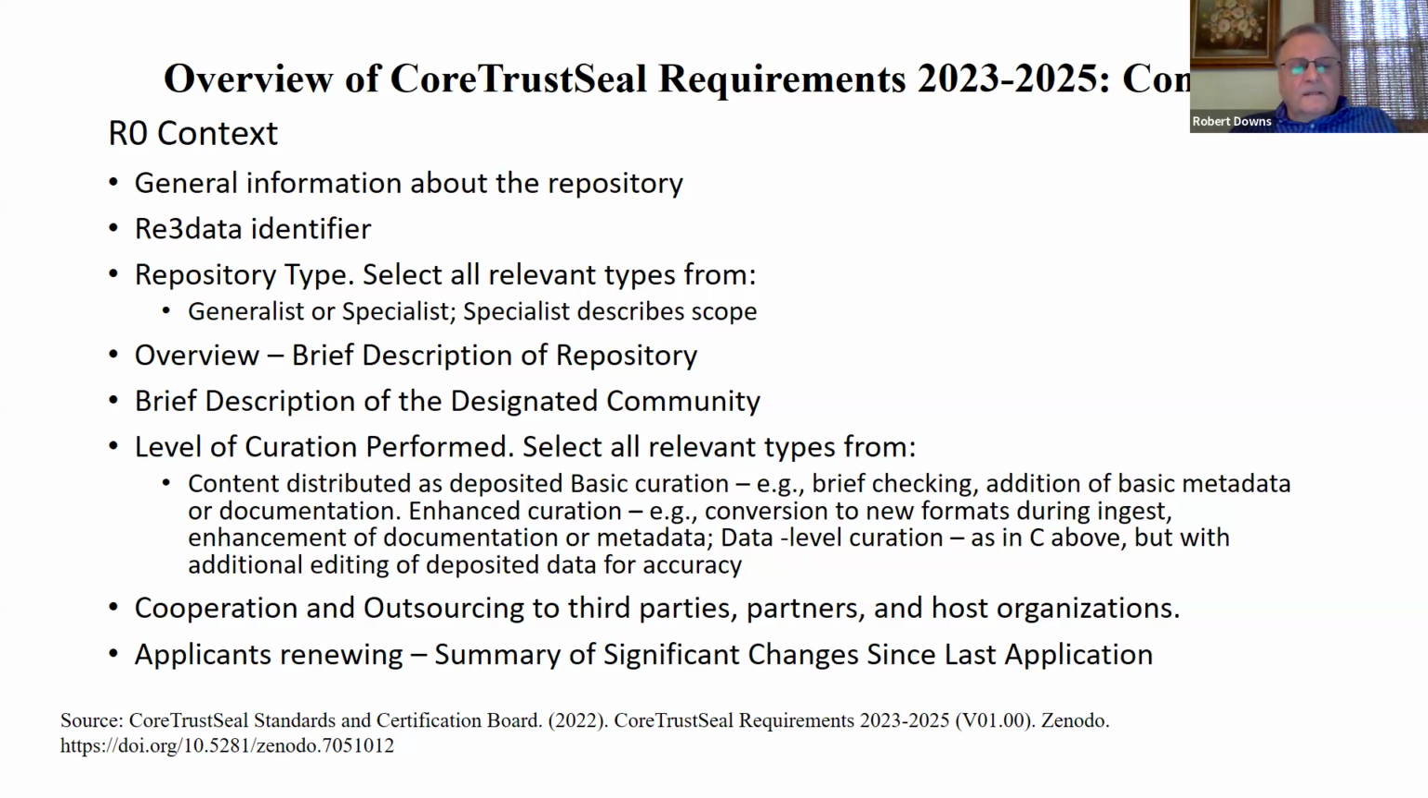And then the level of curation. Here a repository decides what level or levels of curation it's performing, from basic curation to enhanced curation. And you can choose more than one level. And then any cooperation and outsourcing to either third parties or partners or even within your own host organization. And as I had previously mentioned, if you're renewing for certification, then you would mention what you had done since your last renewal.